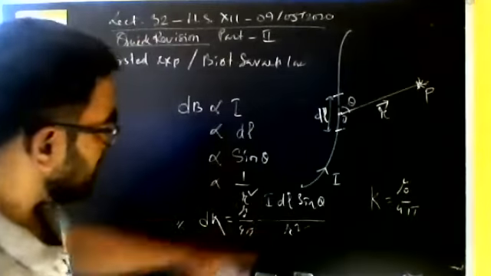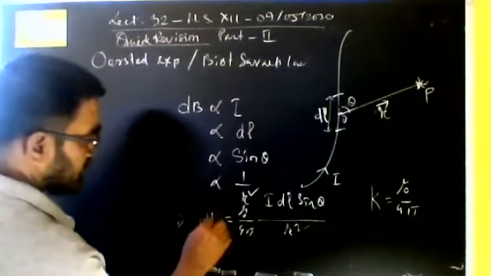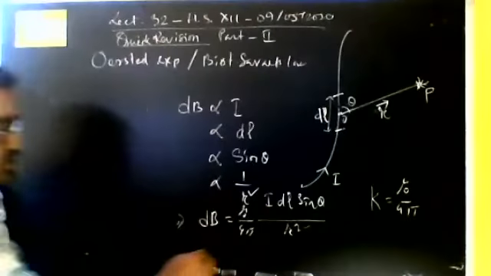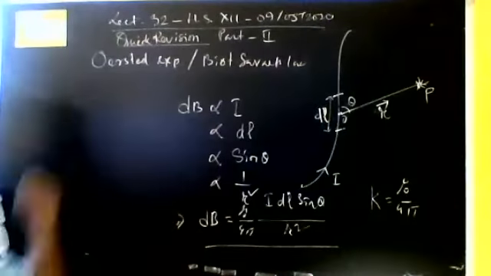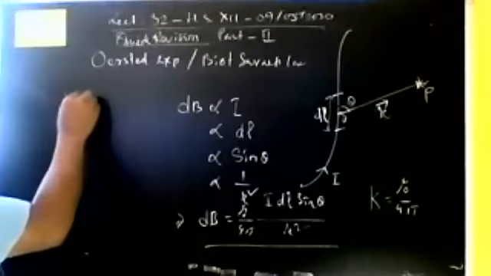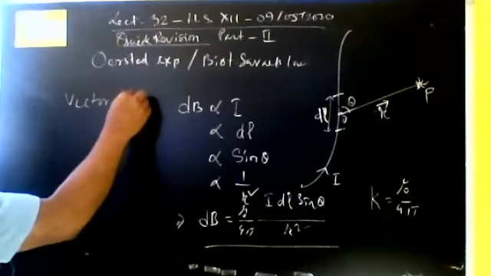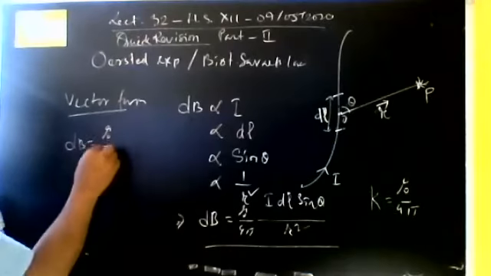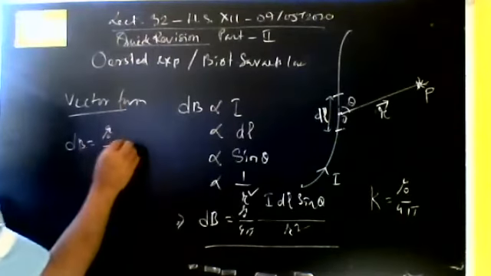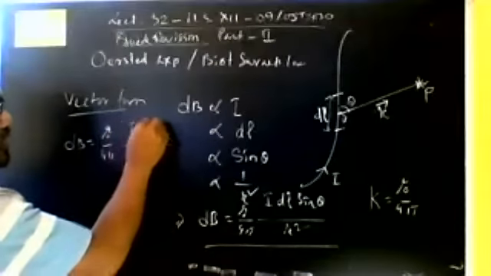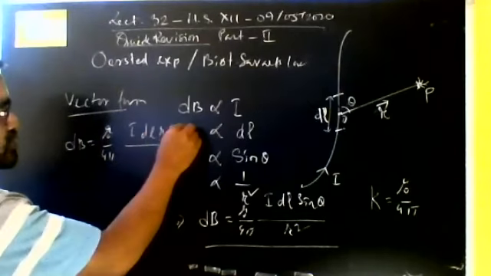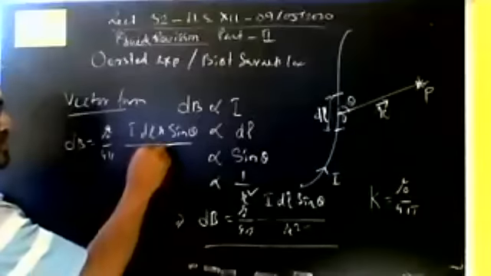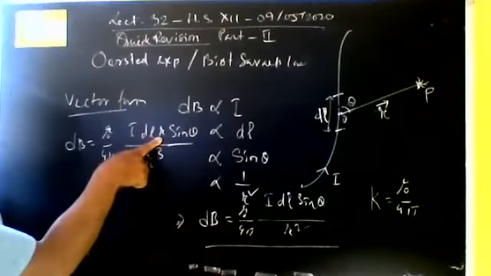As I discussed, mu naught by 4 pi. So how will you convert this into vector form? This is the scalar form of Biot-Savart's law. To find a vector form, what do you have to do? Mu naught by 4 pi I dl r. You have to multiply by r, both numerator and denominator, and it will be r cube.